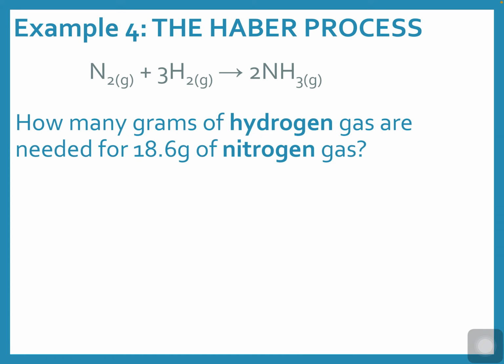So if we go back to the Haber process, so nitrogen and hydrogen reacting to make ammonia, how many grams of hydrogen are needed for 18.6 grams of nitrogen? So I'm going to start with my mass of nitrogen, convert that to how many moles of nitrogen there are, then use my balanced equation for the mole to mole ratio, and then convert that number of moles of hydrogen into a mass of hydrogen.